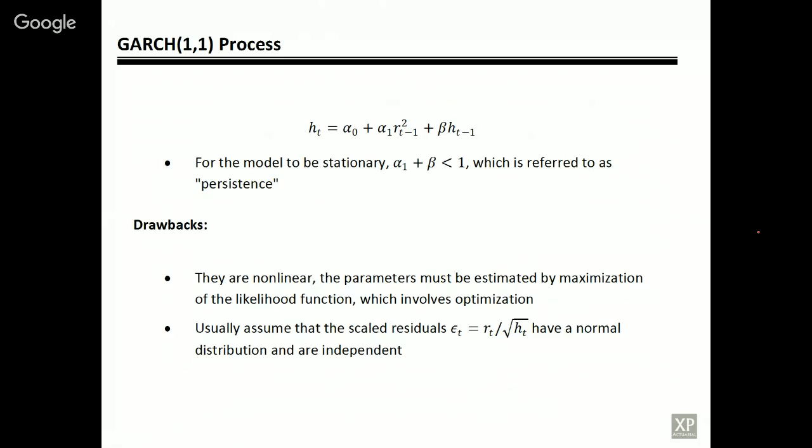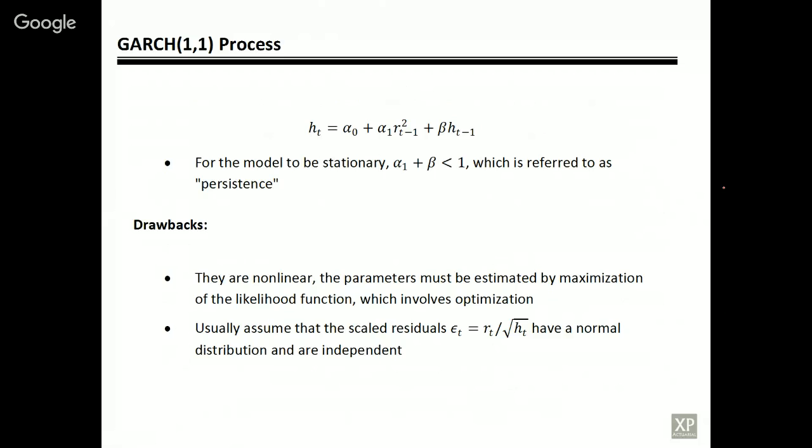And the reason I put that in this video is that a typical question would be to define persistence or show that the model is stationary. And all you would need to do is grab the alpha 1 parameter and beta parameter and show that their sum is less than 1, and then your model is stationary.